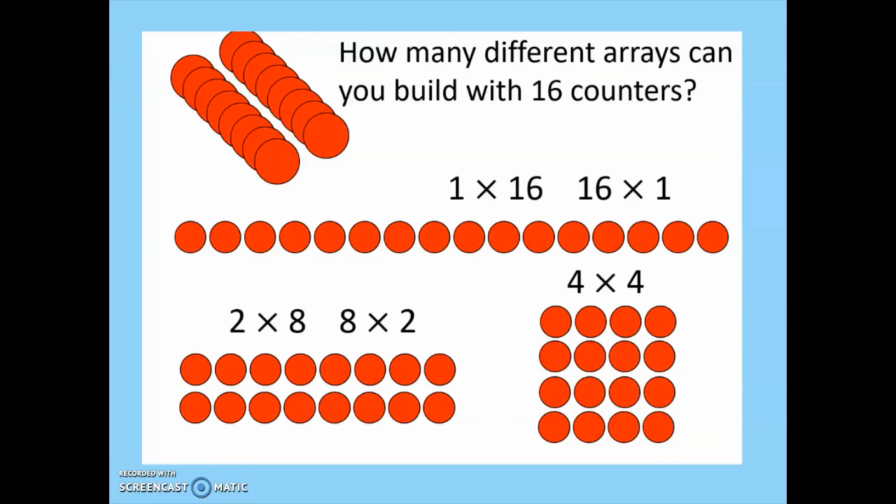Miss Callahan managed to find 6 different ways to build an array with 16 counters. So she found 1 times 16 and 16 times 1. And then I had 2 rows of 8, or 8 columns of 2. And then 4 multiplied by 4, 4 rows times by 4 columns. Did you manage to find 6 ways too?